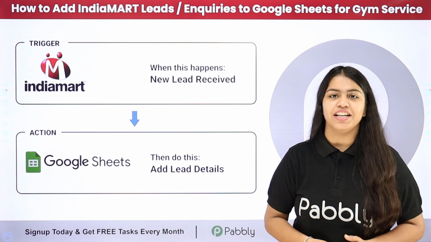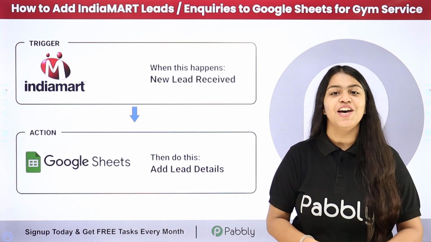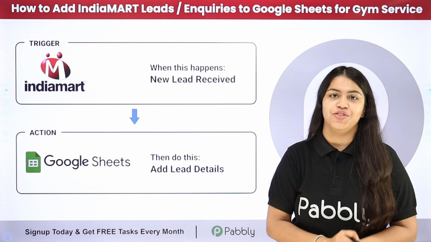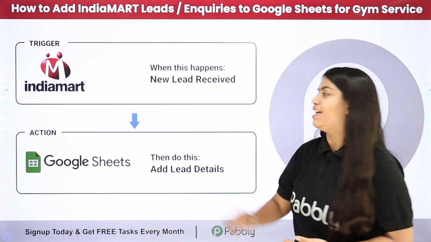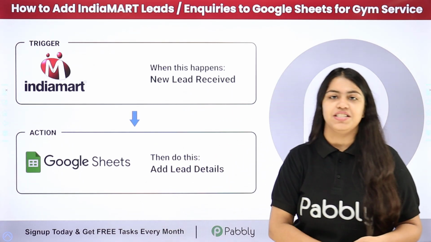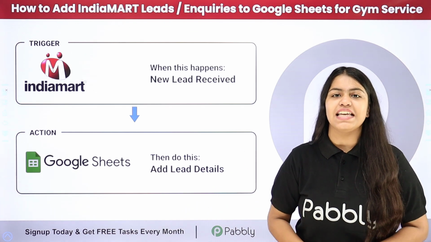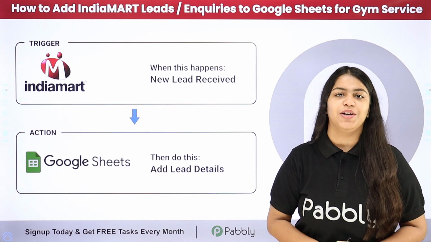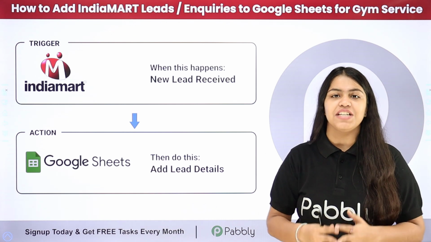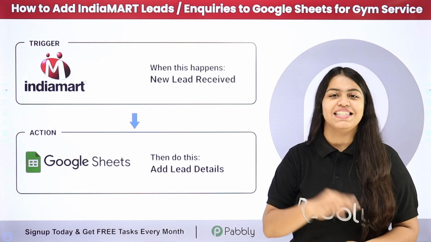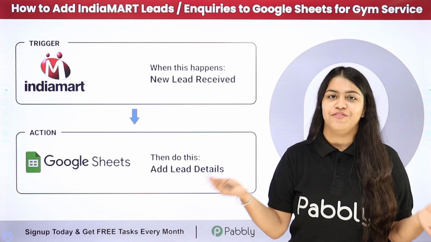So here I'm running a gym and we use IndiaMART to get more leads and inquiries for our gym. Now what I want is that as soon as we receive a new lead from IndiaMART, automatically that same lead details should be added into my Google Sheets. That too without any manual efforts, so that my sales team can follow up quickly and efficiently.